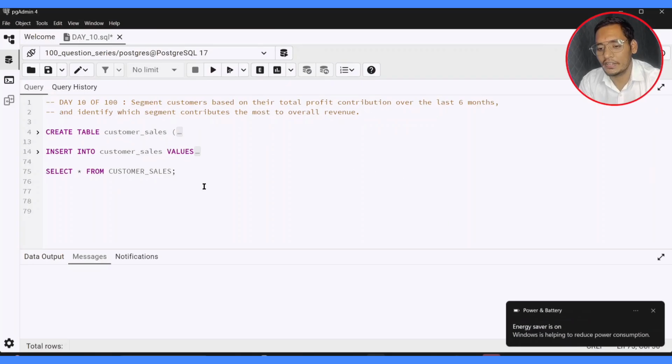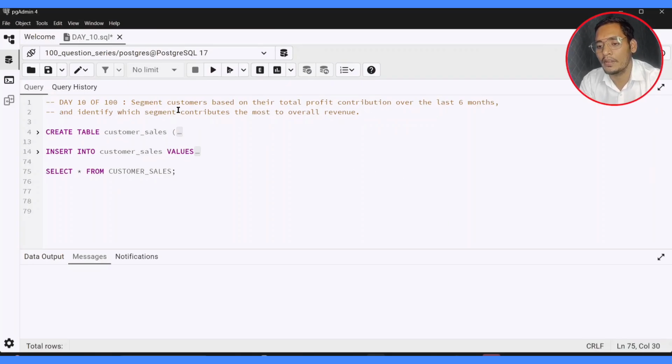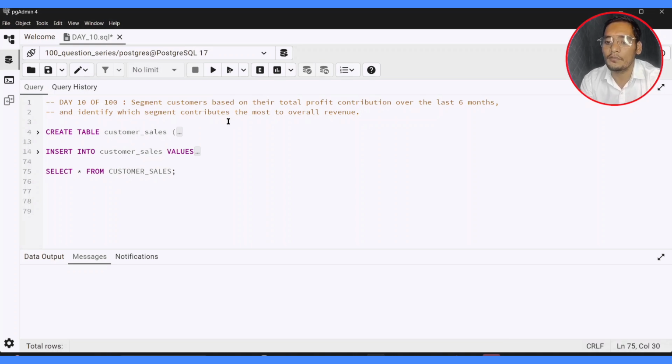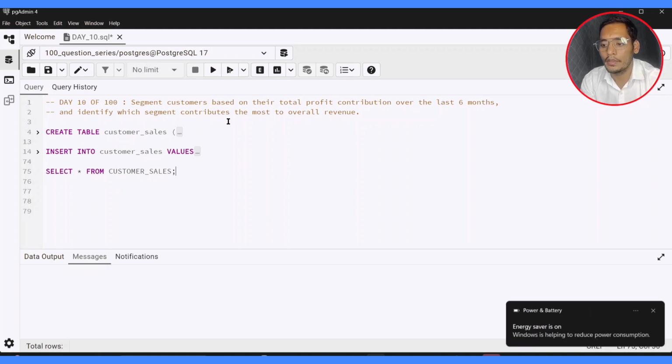So guys, this is day 10 of the 100 business question series in SQL, and the question for today is: segment customers based on their total profit contribution over the last 6 months and identify which segment contributes the most to overall revenue. It means that we have to categorize the customers on the basis of their profits in the last 6 months, and also find which customer segment generated the highest revenue and their contribution to total revenue. So let me show you the data that we have for today's question here.